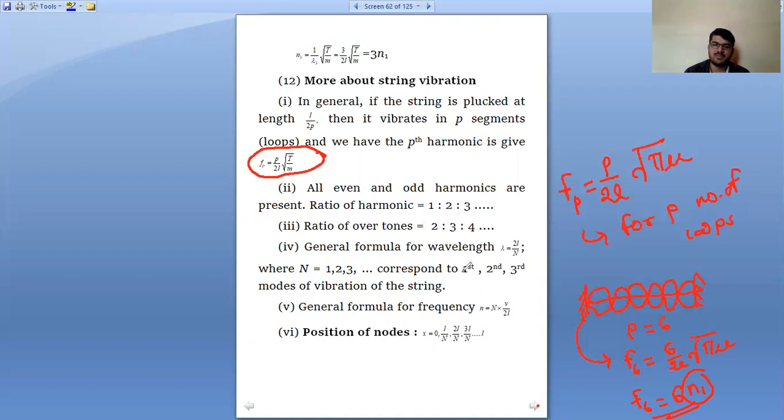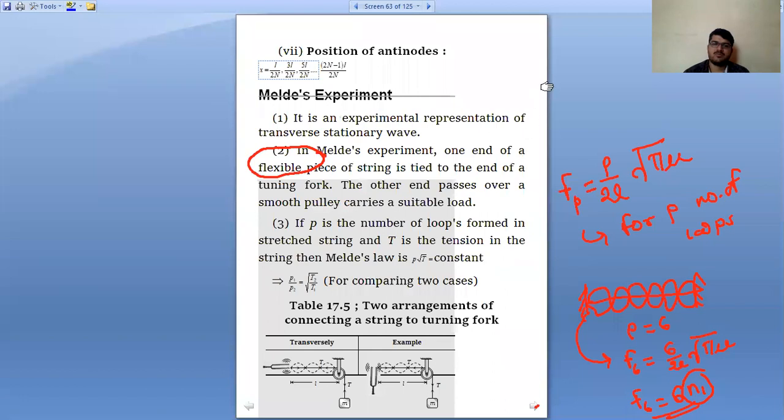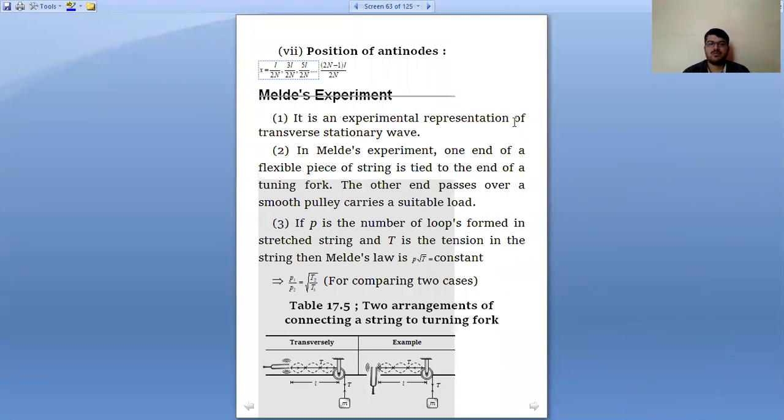Where are positions of nodes found? Okay, next one. Now, let's see what is Melde's experiment. Write down the heading, Melde's experiment.